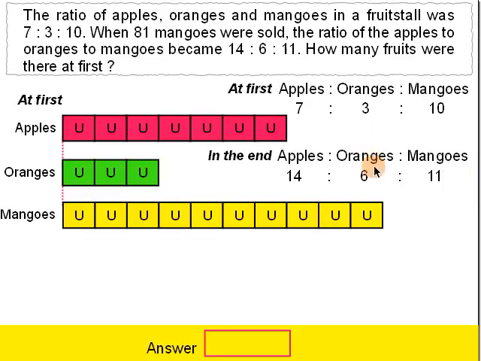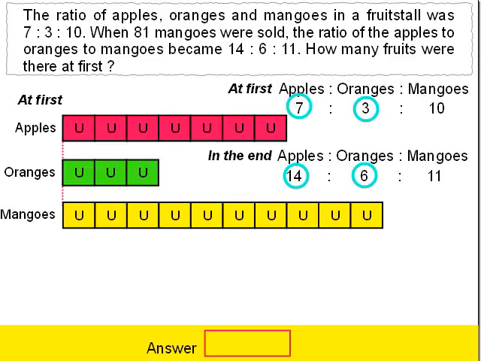So apples and oranges remain the same, but you compare the ratio for apples and oranges. At first 7, then in the end 14, and at first 3 for oranges, and later on 6. So 7 times 2 gives us 14, and 3 times 2 gives us 6. That means we can cut it into 14 parts at first, and in the end it is also 14 parts.